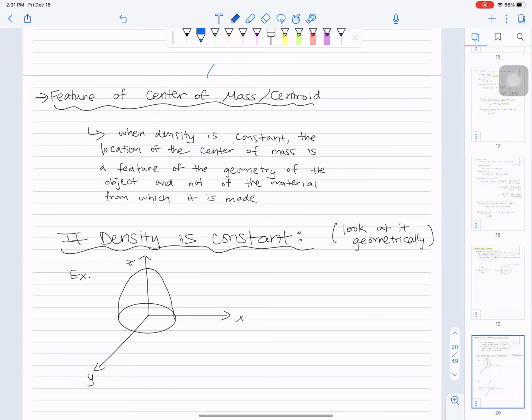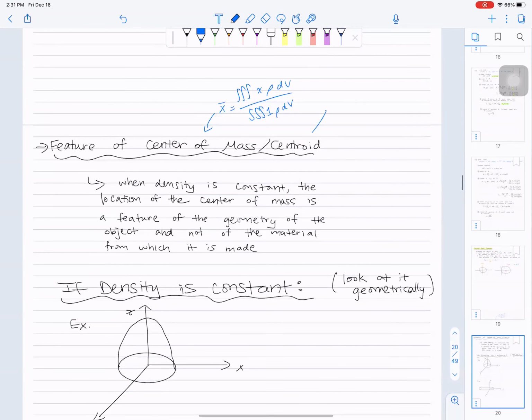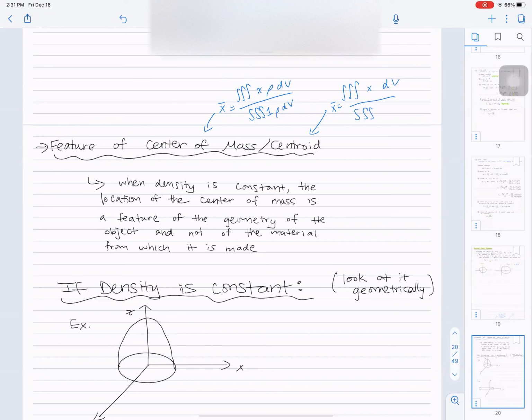Recall that for the center of mass, the formula, for example, of the x coordinate was the integral of x rho dv over the integral of rho dv. And the centroid was the same formula, but without the rho. So if you imagine that your density is constant, meaning this rho is 1, then you see how this formula will give you the same thing as this formula.